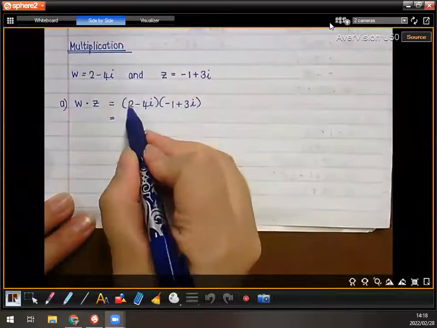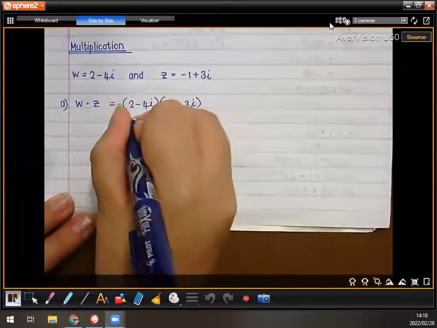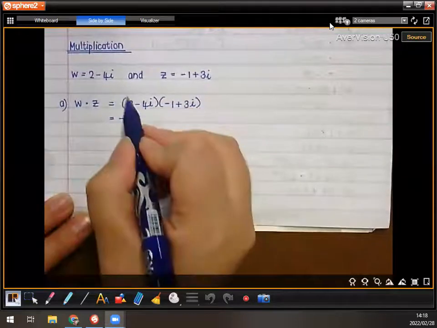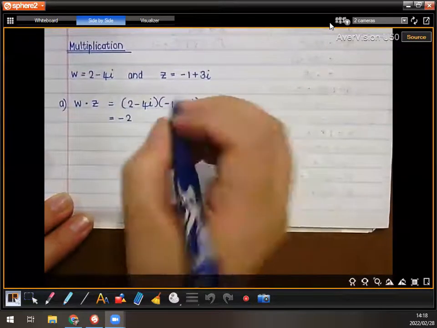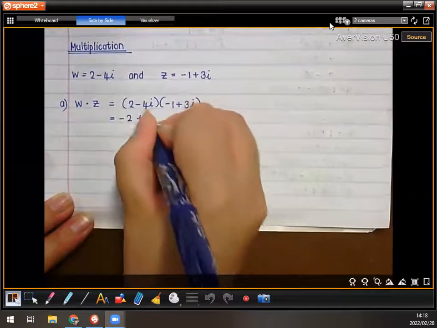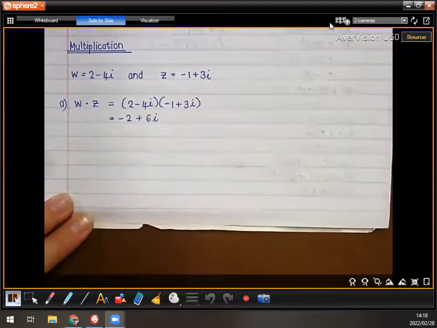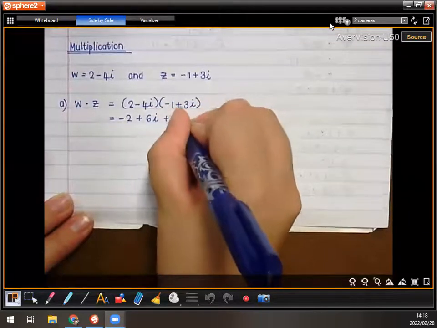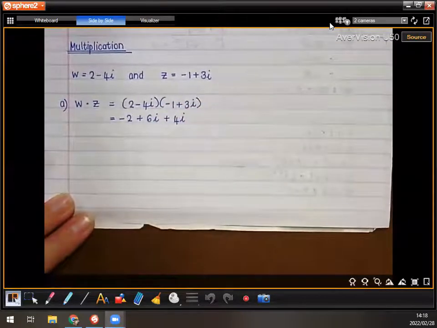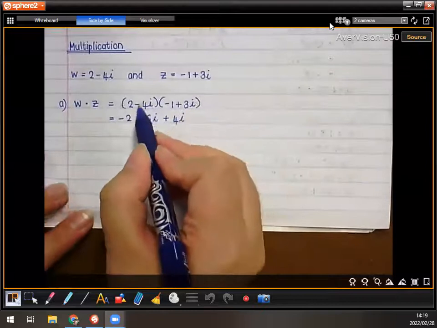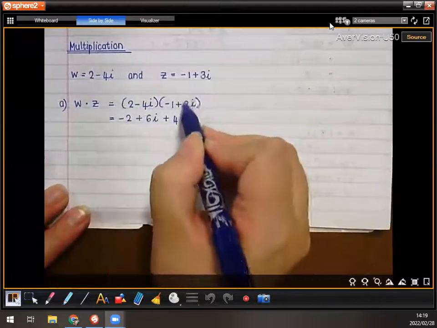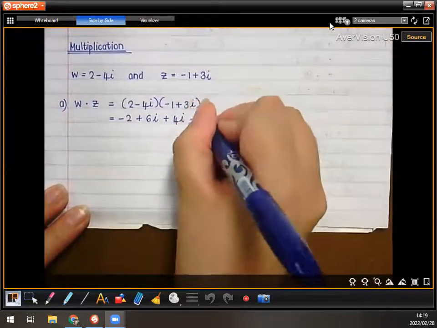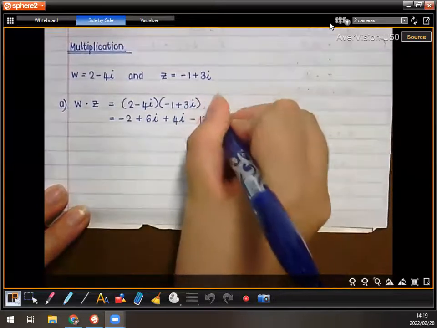We're going to say 2 times negative 1 is negative 2. We're going to do our outers. 2 times positive 3i is positive 6i. Negative 4i times negative 1 is plus 4i. And now for this last term, we have negative 4i times positive 3i, negative 12i squared.